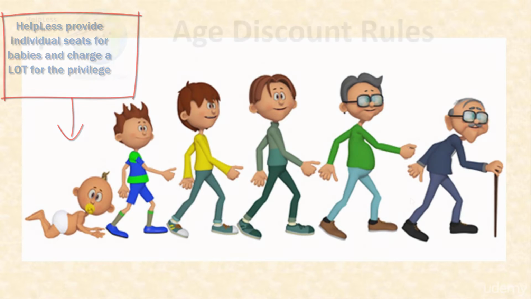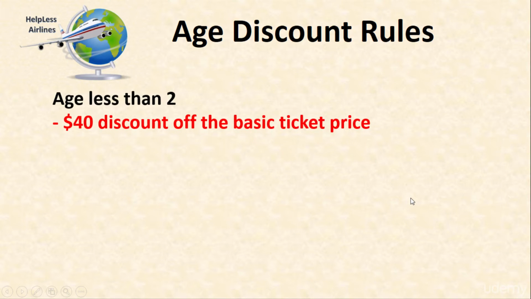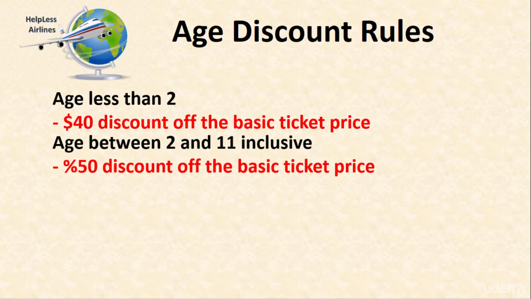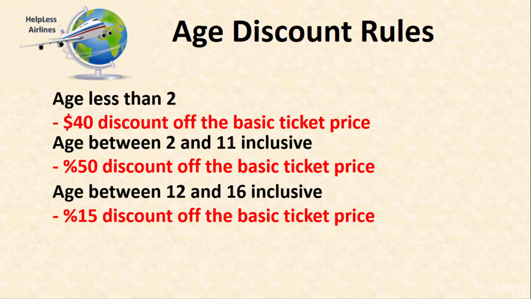If the person's age is less than 2 years, then they get a set $40 off the ticket price. If their age is equal or older than 2, but less than 12, they're entitled to a 50% discount off the basic ticket price. If they are between 12 and 16 inclusive, they're entitled to a 15% discount off the basic ticket price. Otherwise, they don't get any discount.